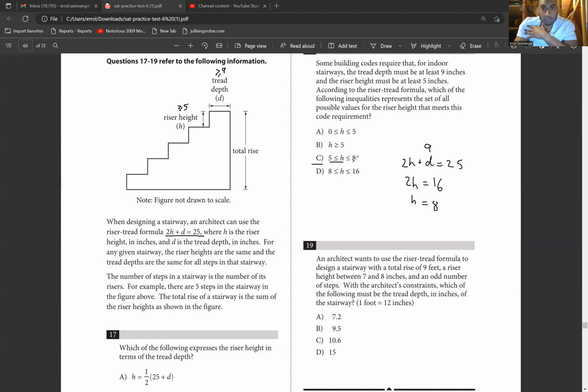Okay. And then what about this part right here? If we plug in the 9 for D, we get H equals 8. So I think C would be the answer. Yeah, I think so. Yep, that makes sense.